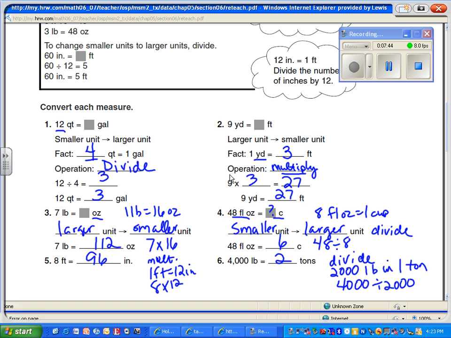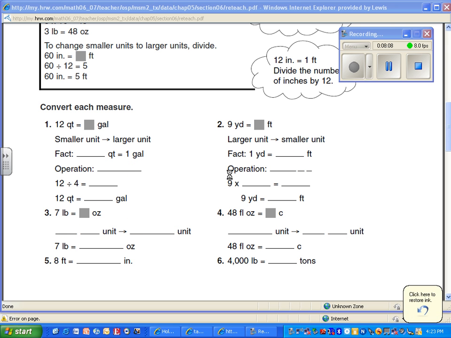All right, so again, we're using what we know with our conversion rates between our customary measurements, and those are in your notes. Please hold on to those notes. And then we are going to use those to either multiply or divide. If we're going from smaller to larger, we're dividing. If we're going from larger to smaller, we're multiplying. All right, so let's turn the page over. Go to the next page.